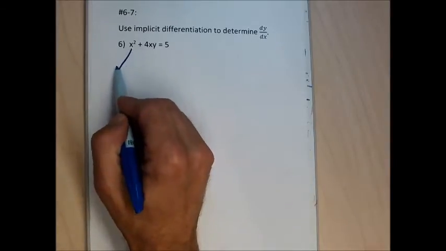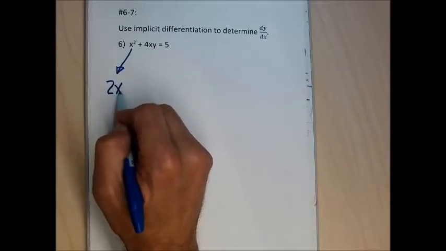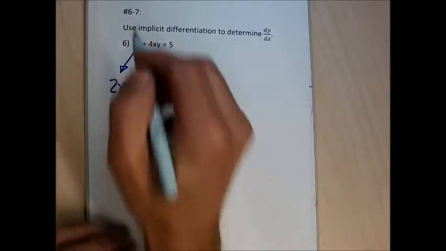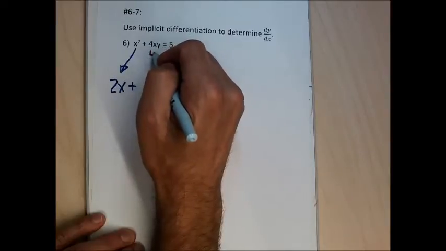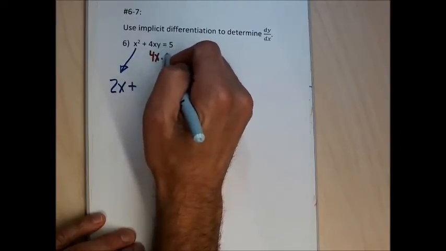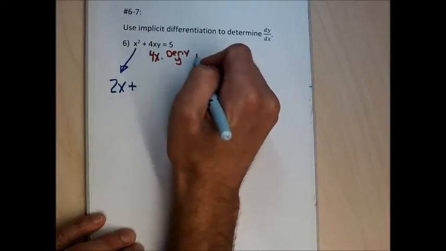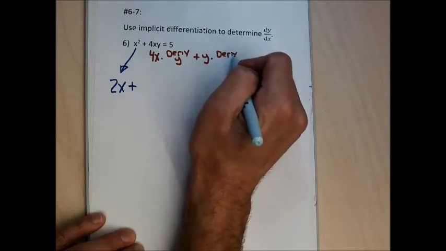First I'm going to do the derivative of x squared. The derivative of x squared is 2x. Then I'm going to find the derivative of 4xy. And to do the derivative of 4xy, I need to do the product rule. I need to go 4x times the derivative of y plus y times the derivative of 4x.